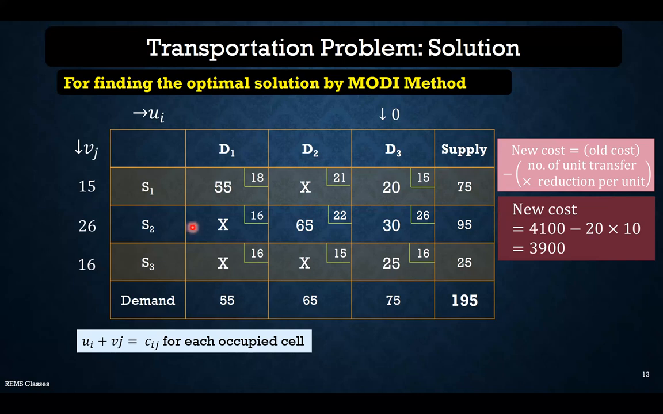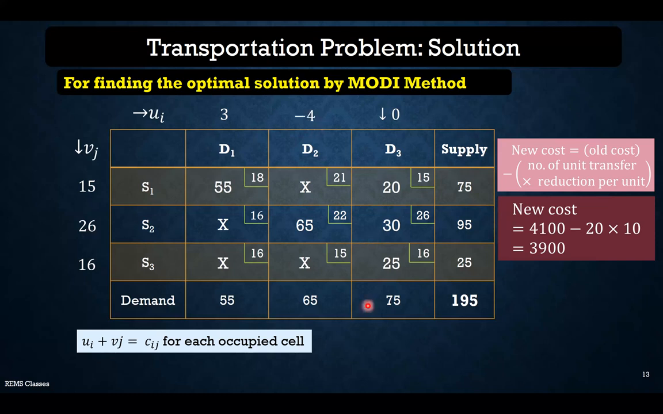Next, we'll find the values of u1 and u2. How are we finding u1? If it is 18, and this is 15, then this will be 3. Now if it is 22 and this is 26, then 22 equals this plus this. If it is 26, then this will be 4 minus 4, so this will be minus 4.